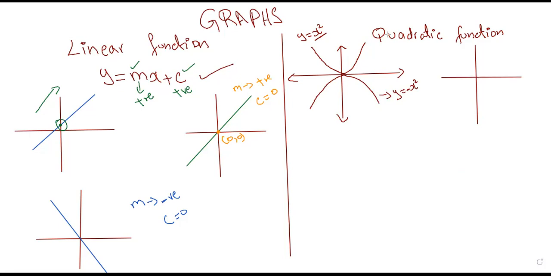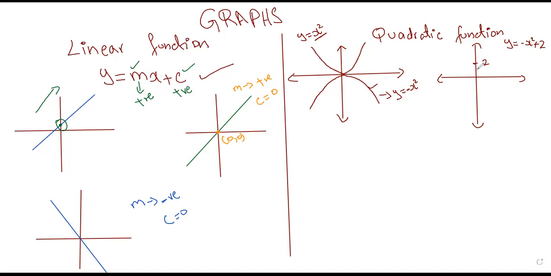Now let's say your equation was y equals minus x squared plus 2. So what would change? For minus x squared, this is the graph, and when we are adding 2 to it, it would simply move 2 units upwards, right?